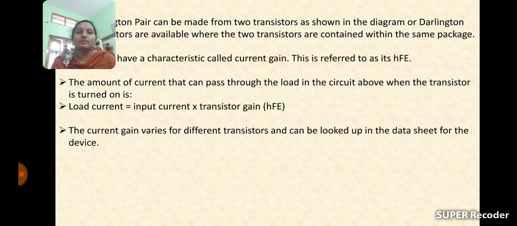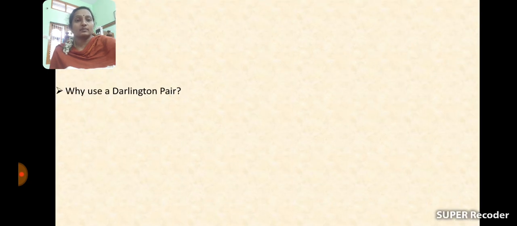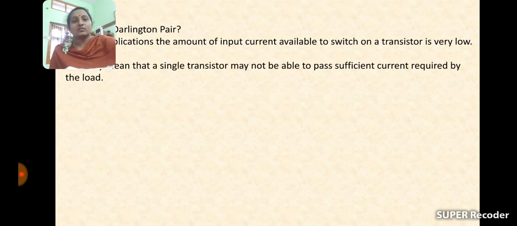The amount of current passed to the load in the circuit above when the transistor is turned on: when the applied voltage is switched on, the load current is equal to what? Input current times transistor gain. How can we express the load current? The load current is equal to the input current times the transistor gain. And see here, the current gain varies for different transistors. If the transistors have identical parameters it is the same, but the next time if we use other transistors made in a different factory, the current gain will also change.